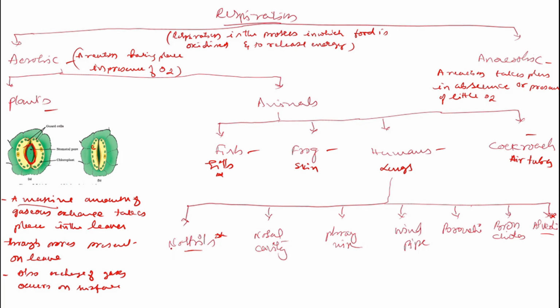Nostrils are the part which filters air, and it has mucus. Whenever small particles move through the nostrils, this mucus will absorb them. That is the function of mucus. Now we will move to alveoli. This provides surface area, so it will provide surface area for oxygen absorption.